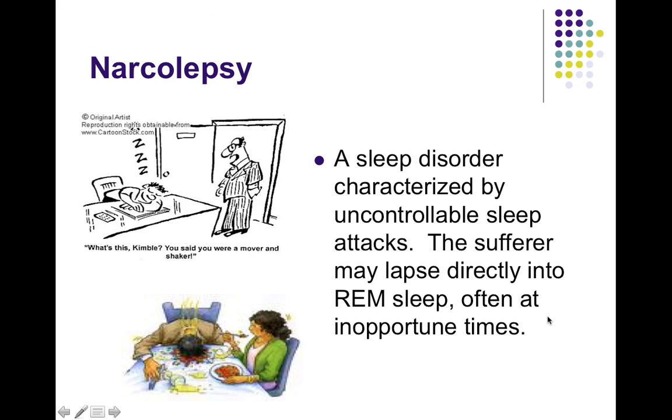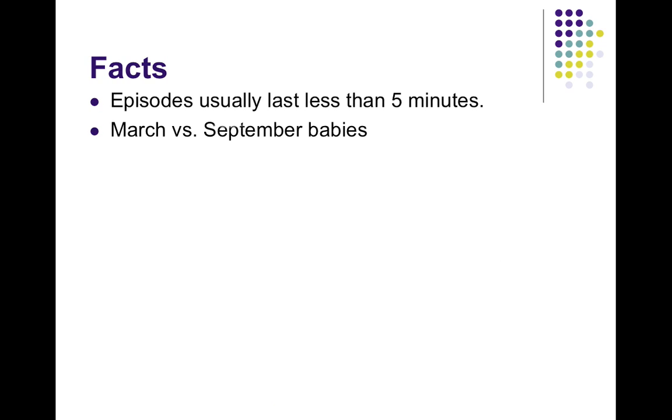The second sleep disorder is called narcolepsy. This is a sleep disorder that's characterized by uncontrollable sleep attacks. The sufferer may lapse directly into REM sleep, often at inopportune times. Because the person lapses directly into REM sleep, they are pretty easily awakened. Episodes of these sleep attacks typically last less than 5 minutes.